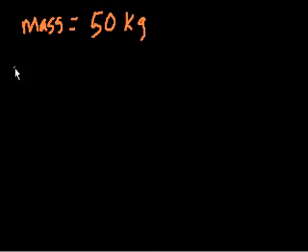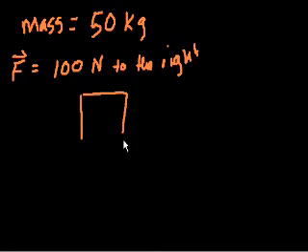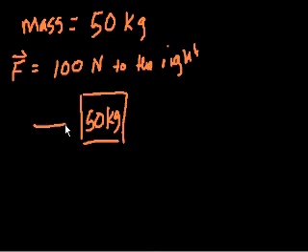Let's say that I apply a force. We know that force is a vector. So let's say I apply a force of, I don't know, 100 newtons. And let's say I apply it to the right. So this is the object, 50 kilograms. And I'm applying a force to the right of 100 newtons. So what's going to happen to this object?